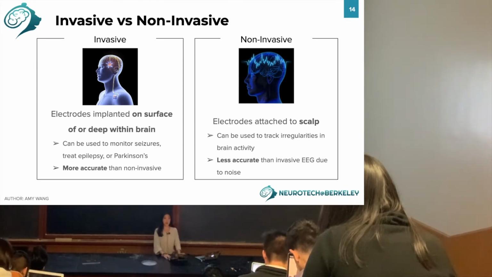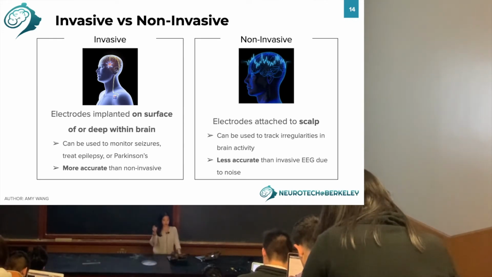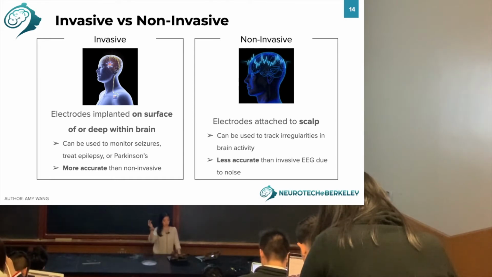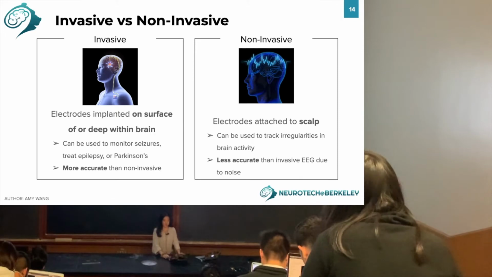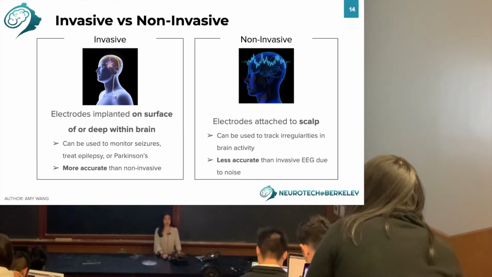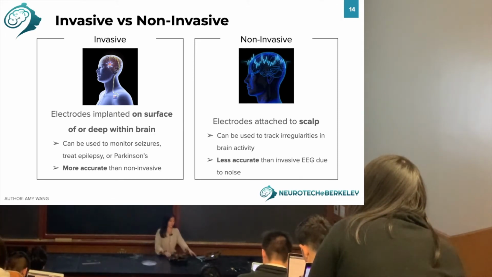This is more accurate than non-invasive techniques because it's directly in your brain, so there's not going to be as much noise. And then non-invasive is electrodes attached to the scalp, so on the outside, above the skull barrier. This can be used to track irregularities in brain activity. Compared to the invasive one, it's less accurate because of noise. The skull barrier, like you said, blocks signals, so the signal can be a bit fuzzy in the recordings.